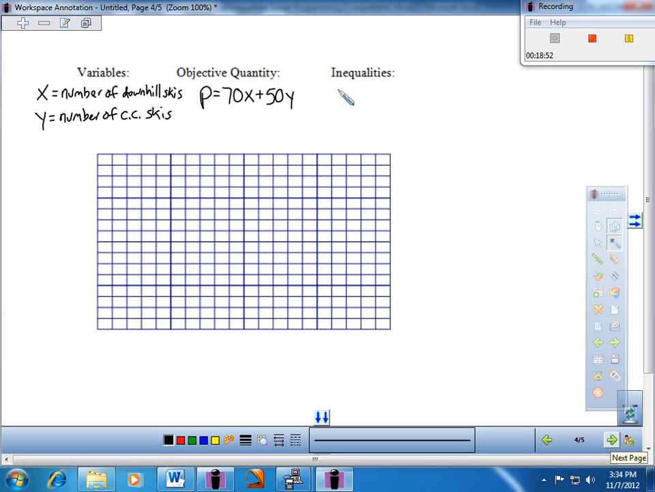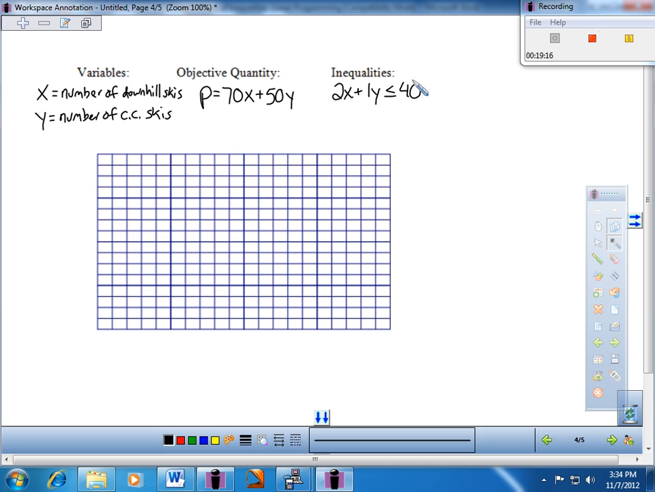So what I saw was 2 hours to manufacture each downhill ski times the number of downhill skis, plus 1 hour to manufacture each cross-country ski times the number of cross-country skis, and it can be at most, so less than or equal to 40. And that's pretty good. Okay.